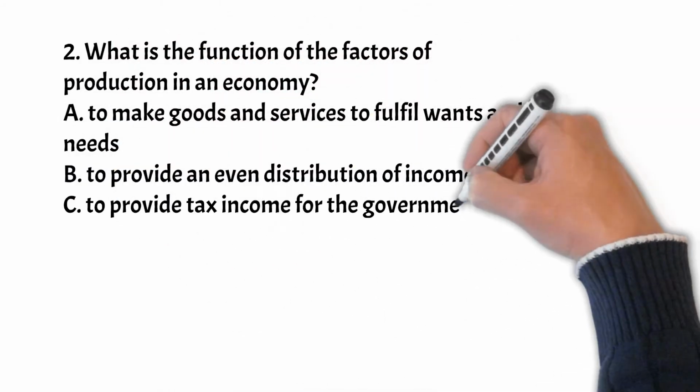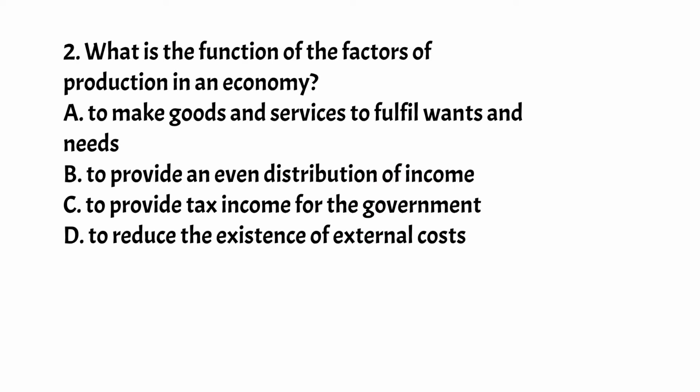Question 2. What is the function of the factors of production in an economy? A. To make goods and services to fulfill wants and needs. B. To provide an even distribution of income. C. To provide tax income for the government. D. To reduce the existence of external costs. It is that good old wants and needs phrase. I hope your economics teacher has used this a lot. So, the answer is A.